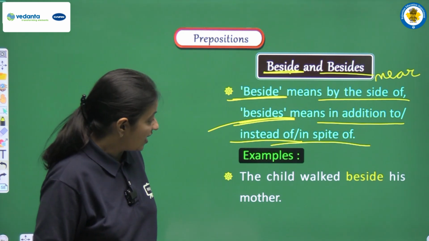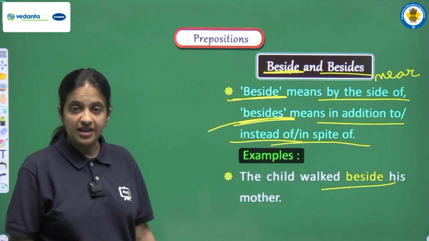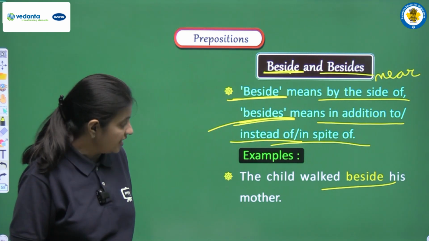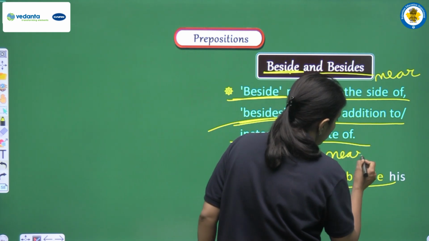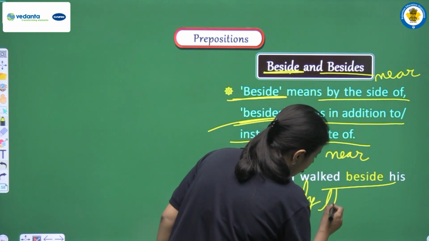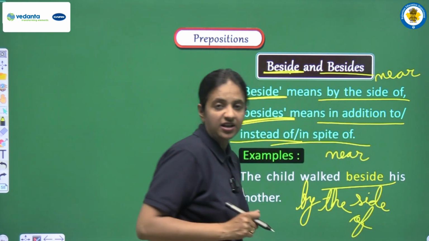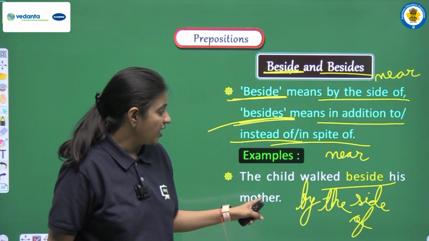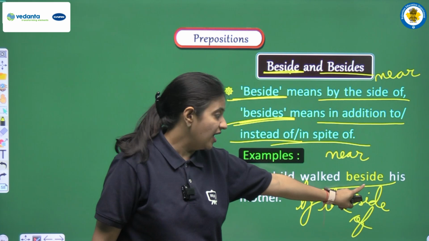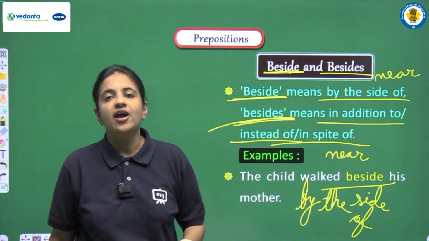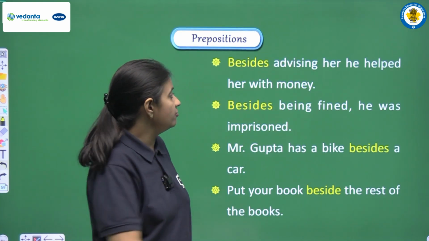So let's see. The child walked beside his mother. In this sentence we have beside here. What we are trying to say is that there was one child and he walked near his mother, or by the side of his mother. These are the meanings that we have here with the use of beside. So when we have beside in a sentence, then we can have a meaning of near, or by the side of. Clear?